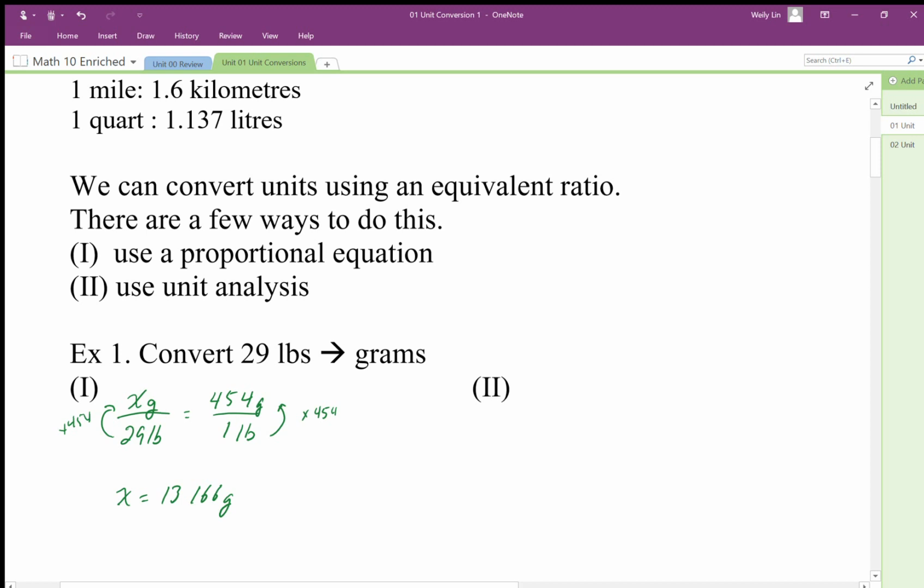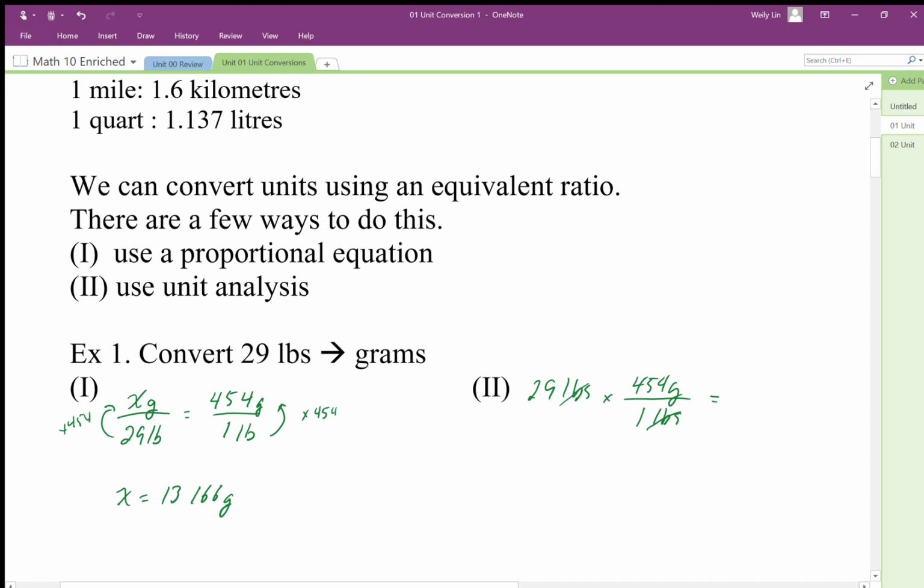The unit analysis is another way we're going to do this. Okay, and we're going to first start off with 29 pounds, and we're going to multiply by that rate. Now that rate, we just need to make sure that when we do the rate, we want to cancel the pounds out. So we need to have pounds here, divided by pounds here. Those cancel out. And then we have the 454 grams. And we can see that that's our multiplier. Okay, so it looks very consistent.